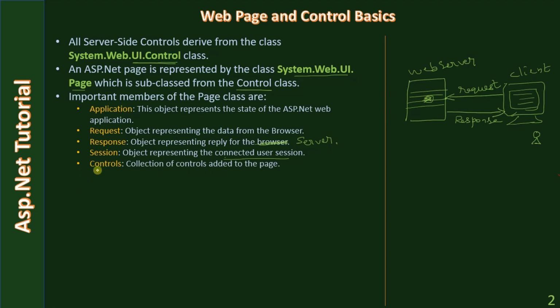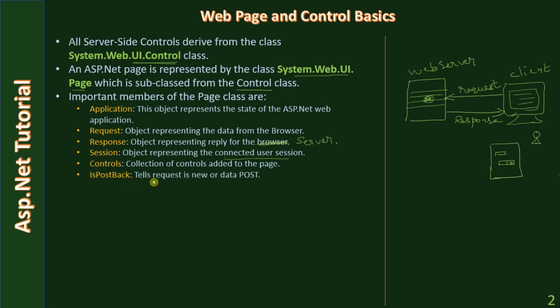Controls. This object represents the collection of controls added to the page. Suppose as part of the response, the user is seeing a web page, and that web page contains multiple controls, then those controls are represented by the collection controls.